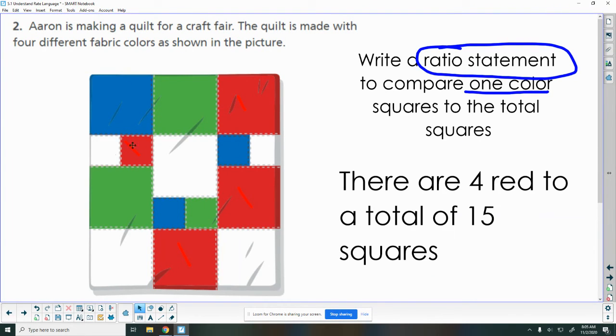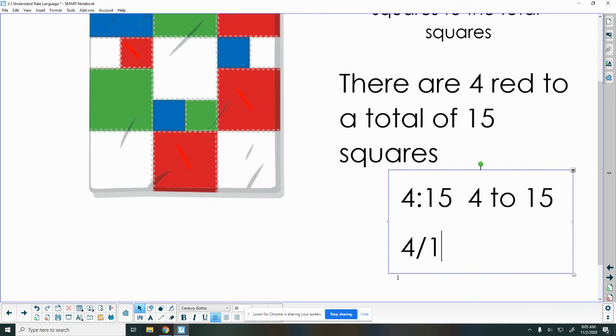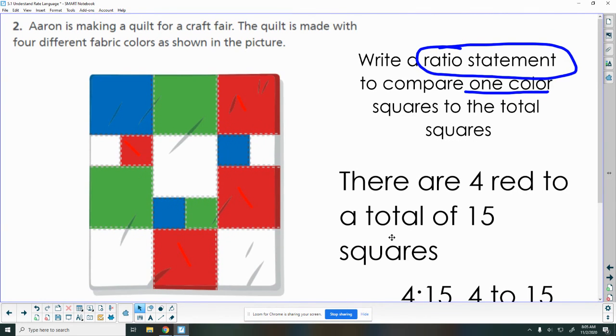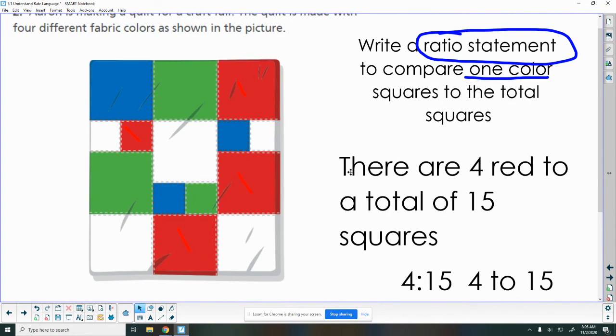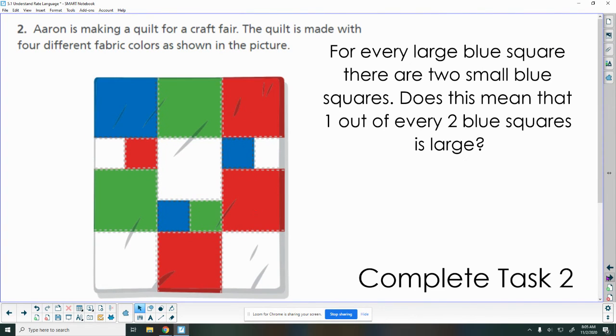So I can go through and do that for each one, but it wanted the single color first and the total second. So I could write that as a ratio and say 4 to 15, or 4 fifteenths. Lots of ways to do the same information: a sentence, or 3 different ways to write a ratio. Okay, let's look at this problem here.